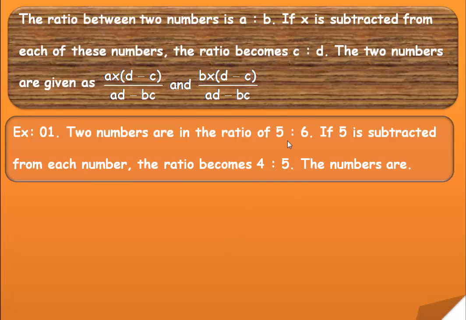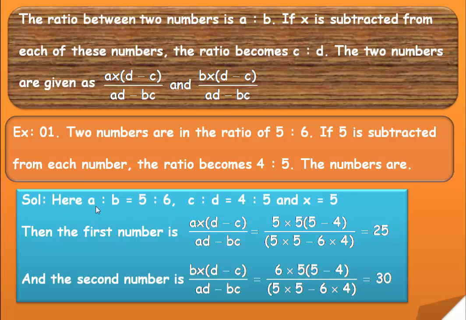Now comparing with this model, here a is to b equals 5 is to 6, c is to d equals 4 is to 5, and the subtracting quantity x equals 5. Then by these relations, the first number is ax(d - c)/(ad - bc). Here a equals 5, x is 5, into (d - c), that is 5 - 4, divided by ad, 5 into 5, minus bc, 6 into 4, that gives 25.